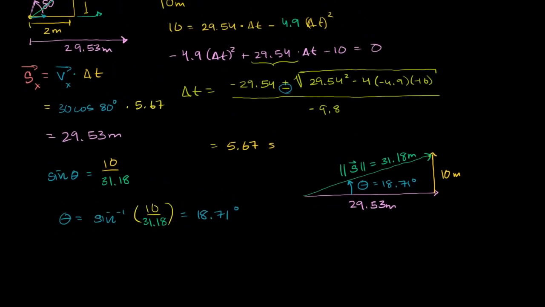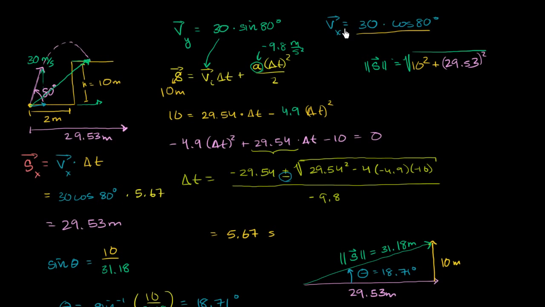So the horizontal component is easy, because we already know that the horizontal component of its velocity is this value right over here, which is 30 cosine of 80 degrees. And that's not going to change at any point in time. So this is going to be the horizontal component of the projectile's velocity when it lands. But what we need to do is figure out the vertical component of its velocity.